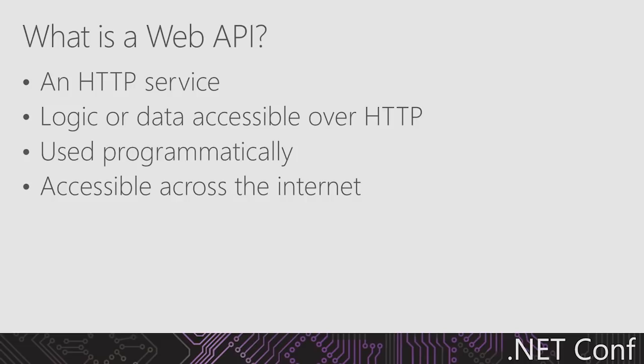All right, so to get started with building web APIs, let's first understand what is a web API. Well, a web API is an HTTP service. It's some logic or some data that you want to be accessible over HTTP. It's an HTTP resource. Web APIs are typically intended to be used programmatically. They're intended to be called as a service from code, from software.